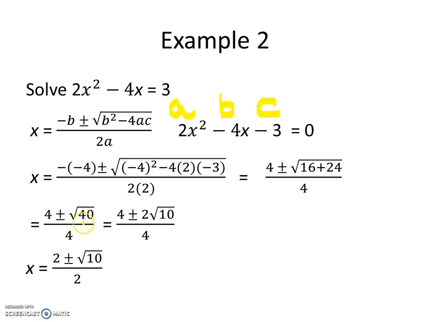Well, 4 is a perfect square. It's 2 times 2, so we bring that 2 out, and we have 4 plus or minus 2 times the square root of 10 over 4. Well, we notice that 2 can go into 4, and it also goes into 2. So when we reduce it, we get x equals 2 plus or minus the square root of 10, all divided by 2.